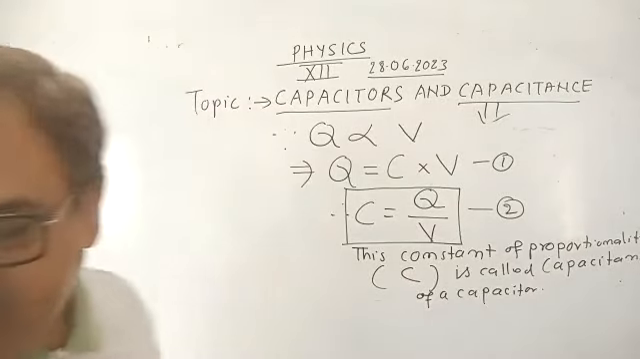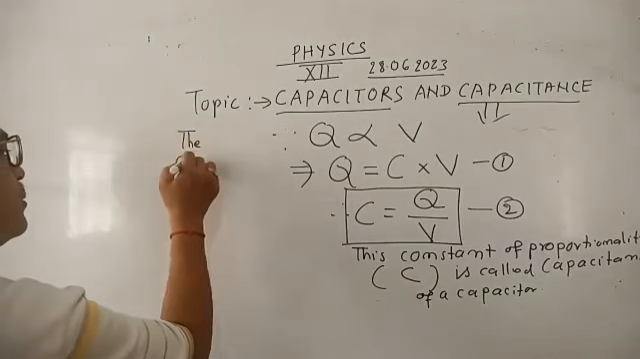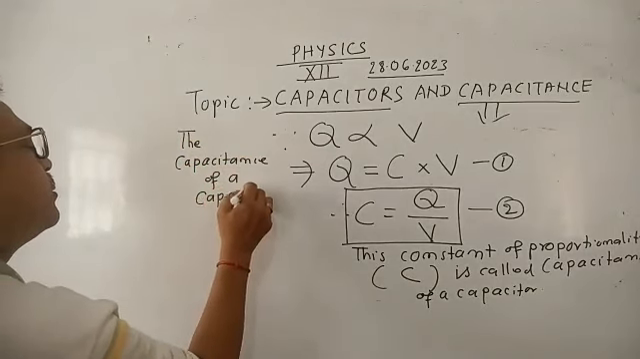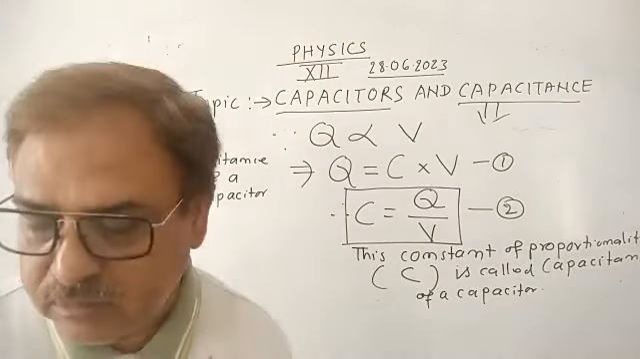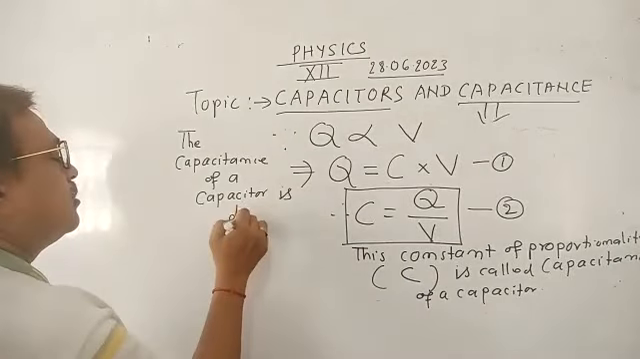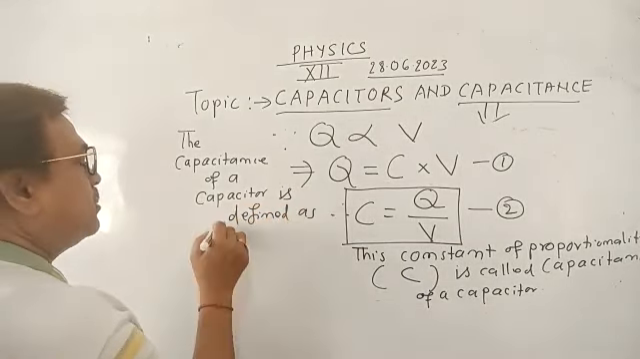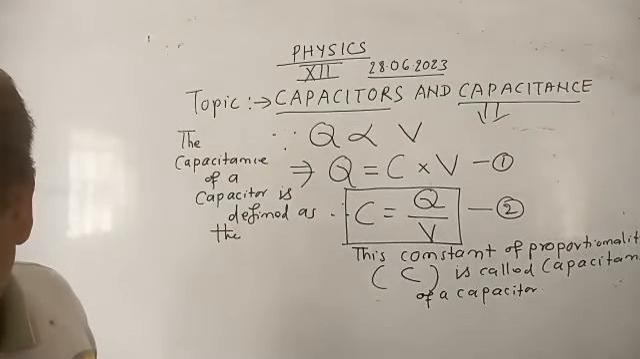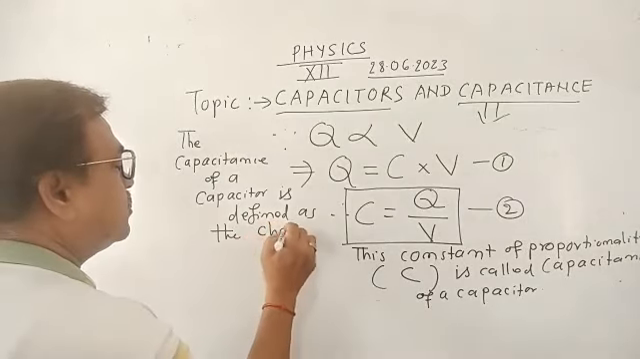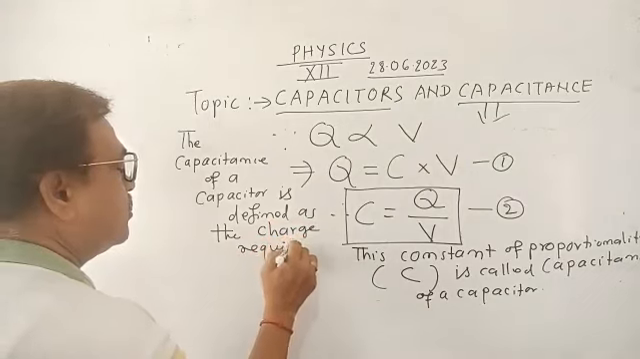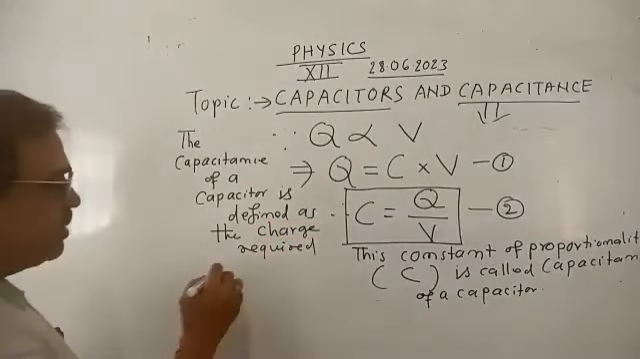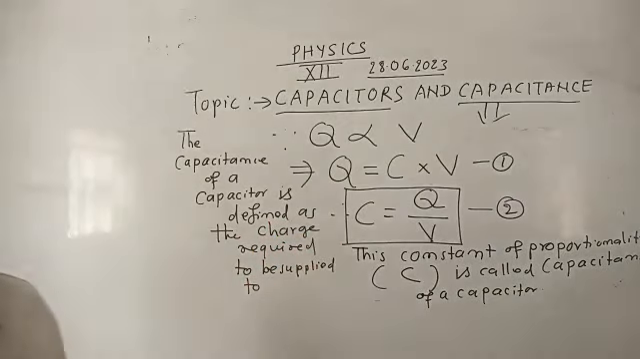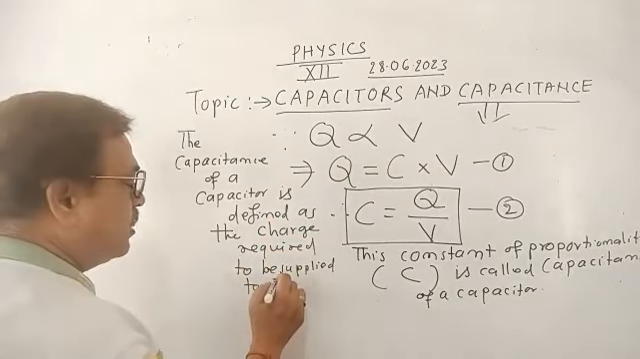Ultimately, you can define the capacitance of a capacitor as the amount of charge required to be supplied to either of the conductors.